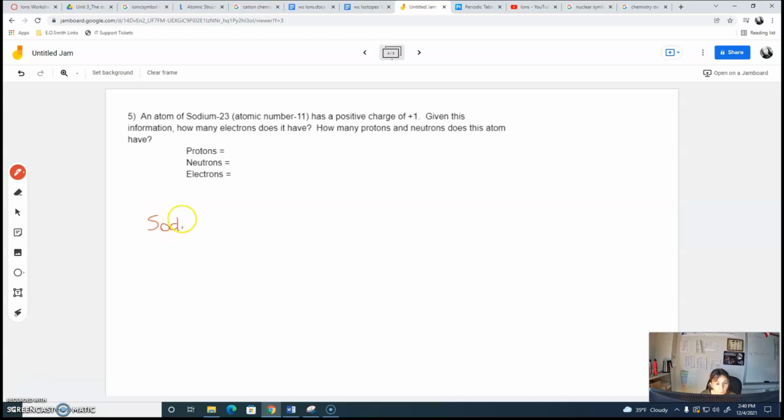I'm told sodium 23 is my atom. So what can I gather from this information right here? Already I know that my atomic mass is 23, just by the way this is written. I am also told that I've got an atomic number of 11. What does that tell me? Well, right away I know that that is also equal to my protons. So I can go ahead and fill this information in right here.